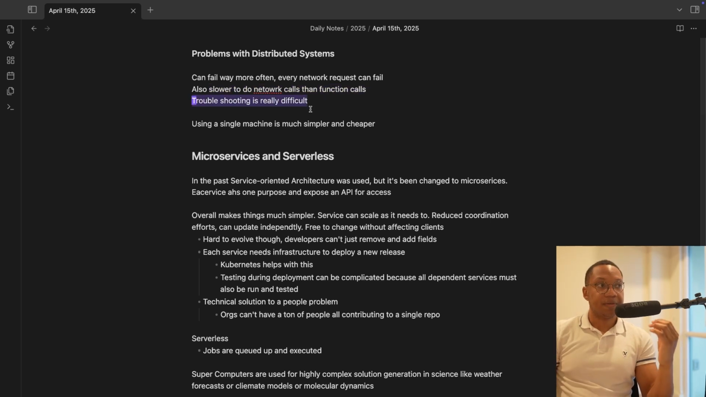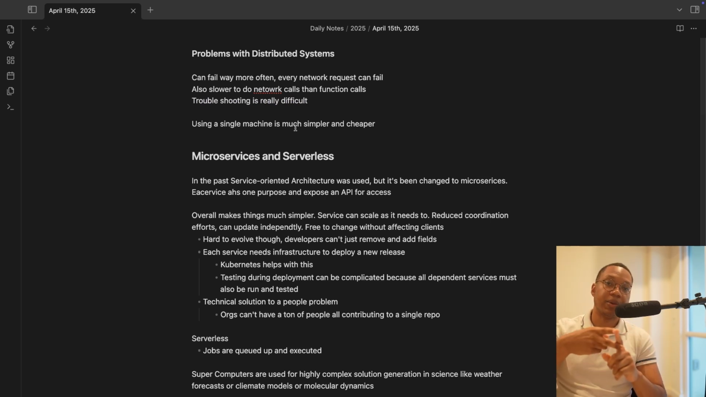Troubleshooting is also really, really difficult for distributed systems. Things will go wrong all the time in distributed systems, and it is unavoidable. It cannot be fixed. And it's really hard because you don't know if it was a server error, or a hardware error, or who knows. So overall, using a single machine is just way simpler and easier.